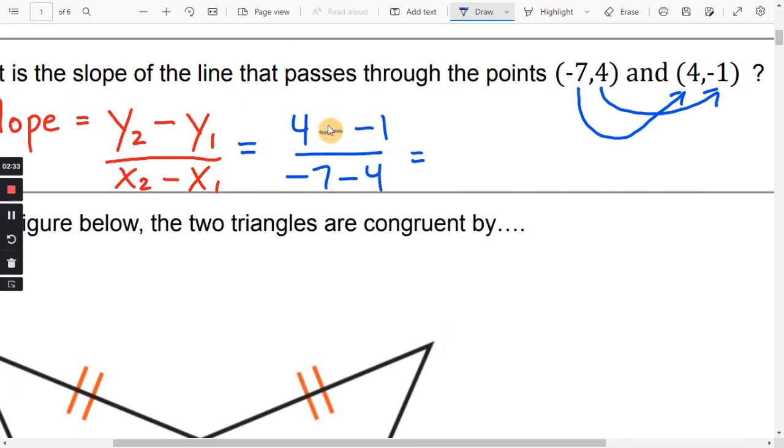Two negatives in a row is positive. 4 plus 1 is 5. -7 minus 4 is -11. 5 over -11 is the same as -5 over 11.